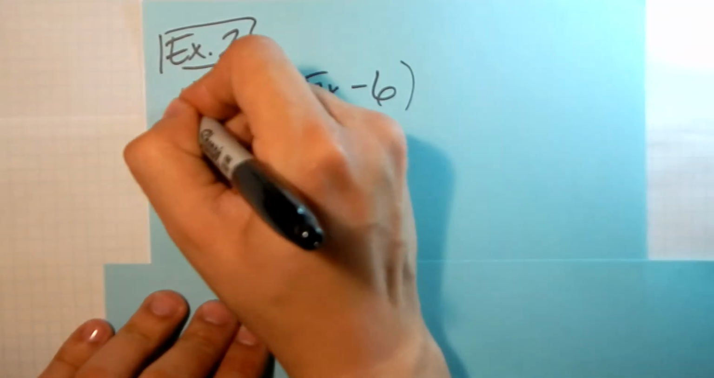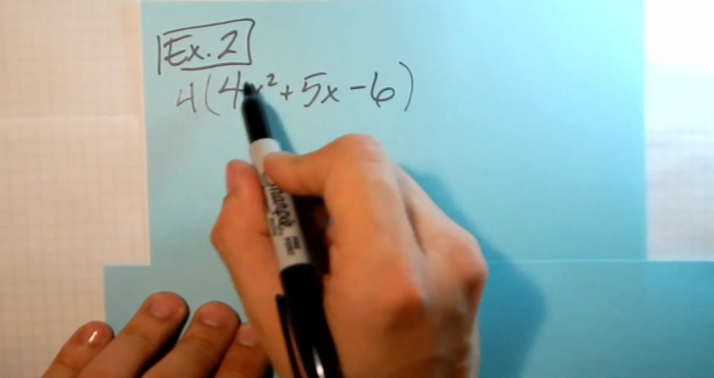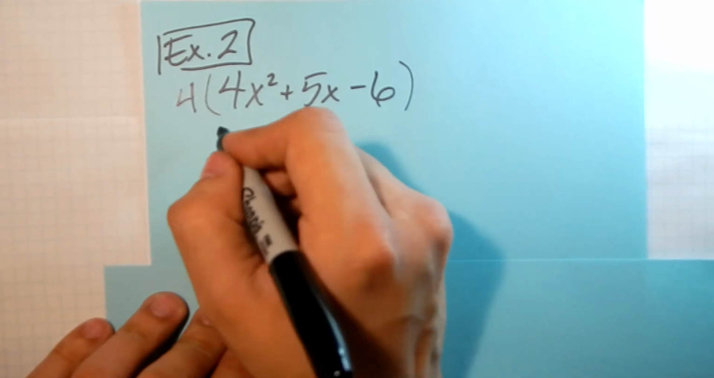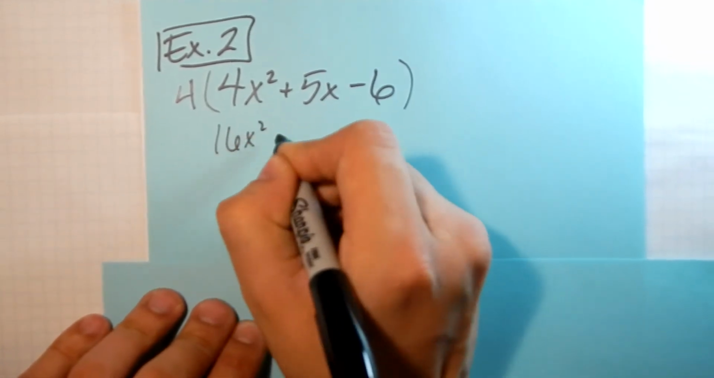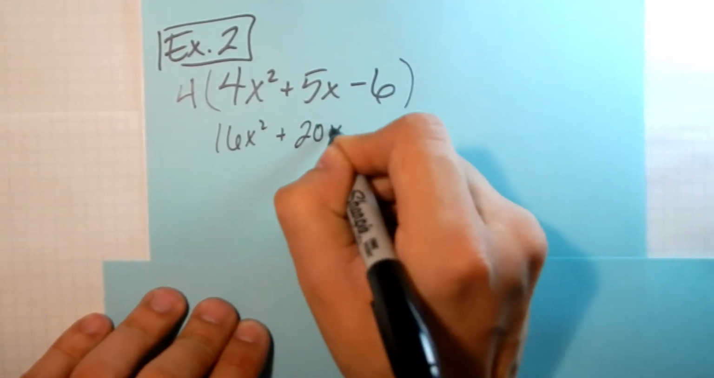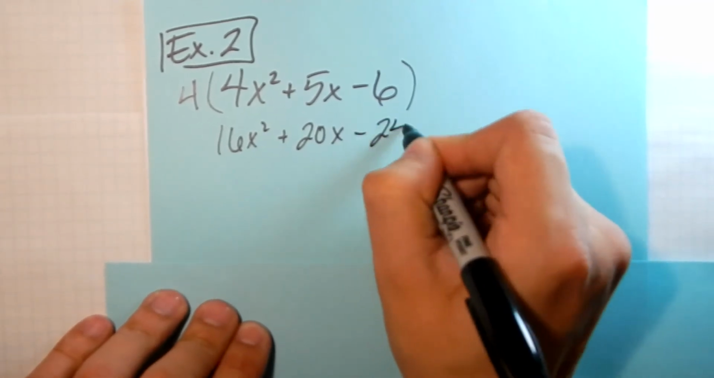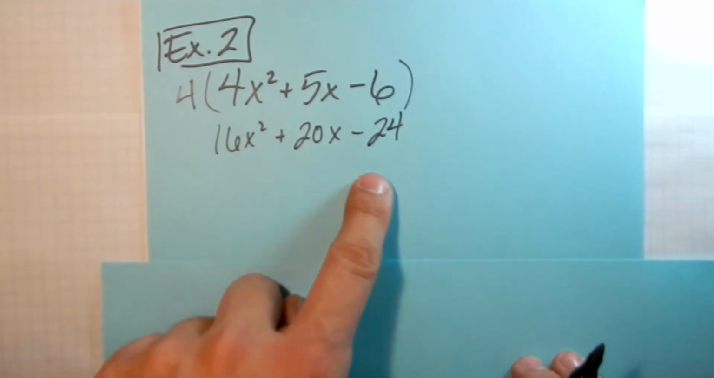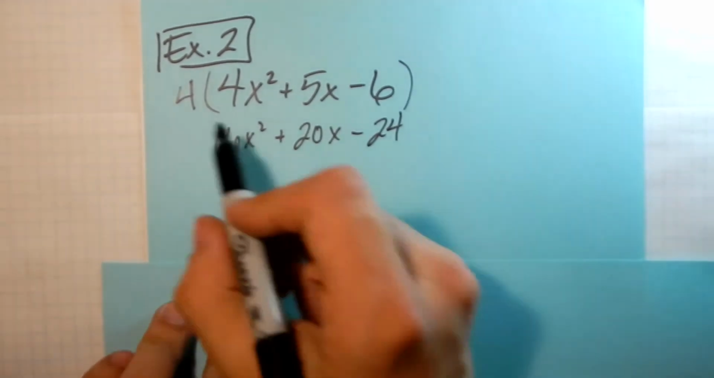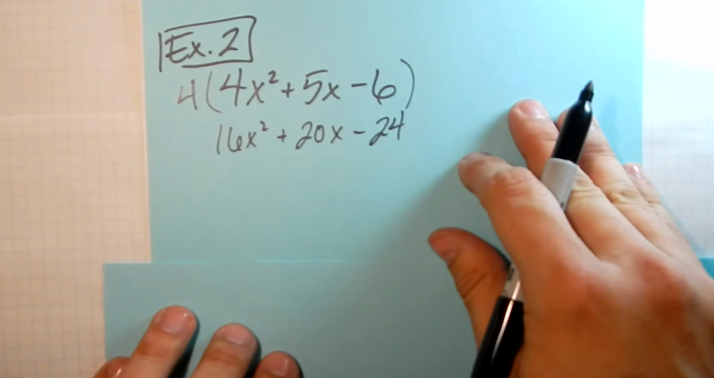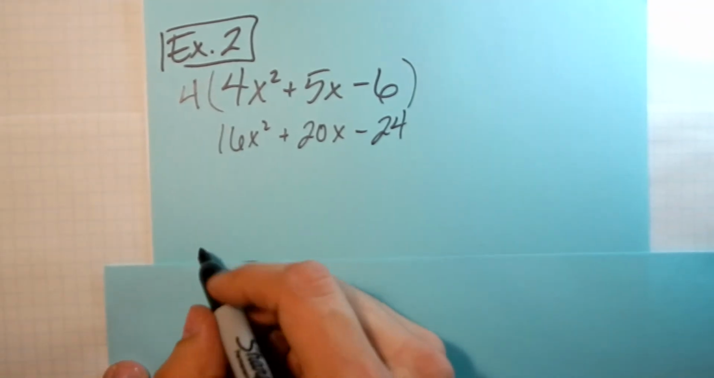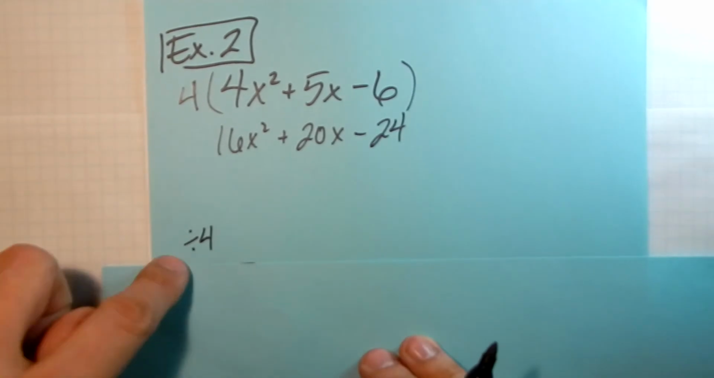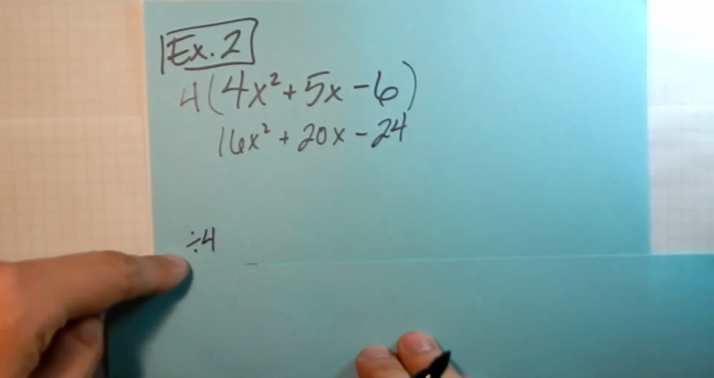So we're going to multiply here by 4 across this whole thing. So this all becomes a 16x squared plus 20x minus 24. So we multiply by 4, multiply by 4, multiply by 4. Now, notice what we had to do was multiply by 4. Something that is useful to do when you're doing this is at the bottom, we have to remind ourselves once we get to the end to divide by 4.